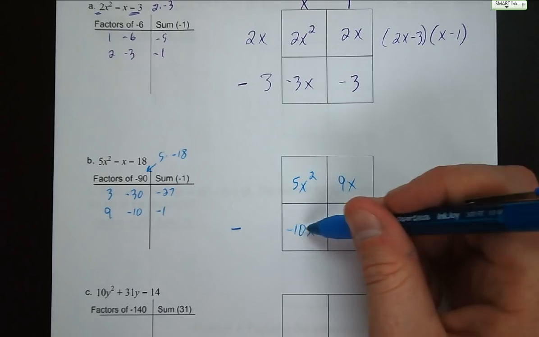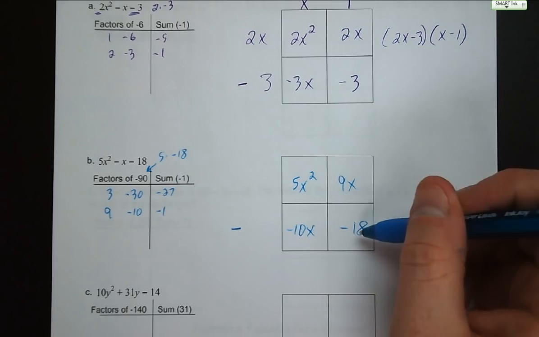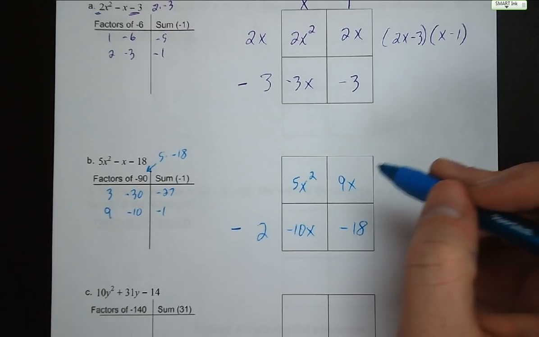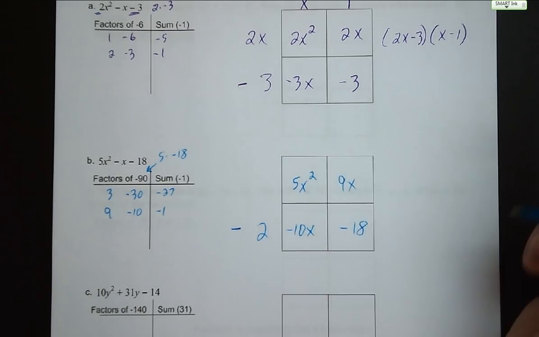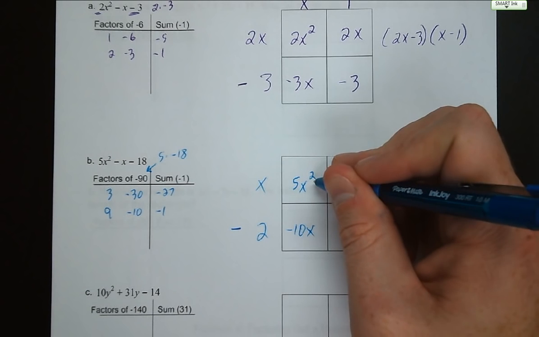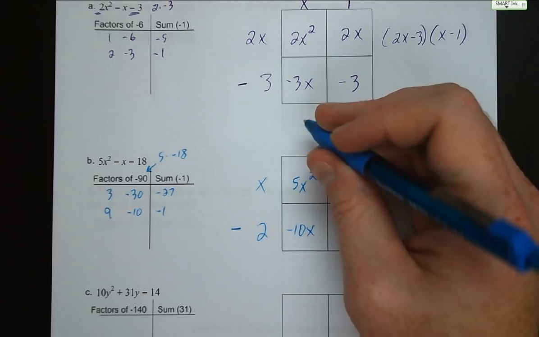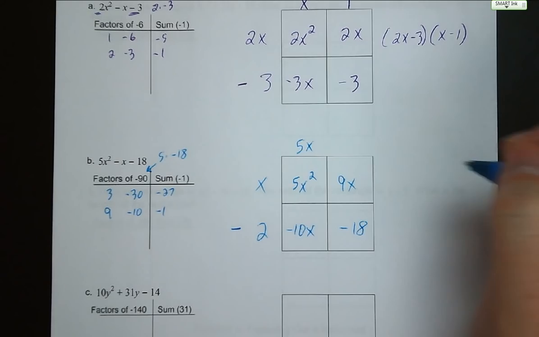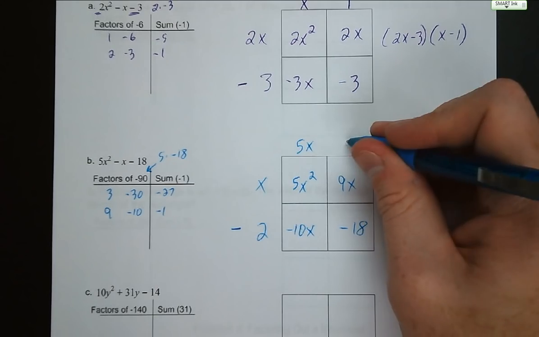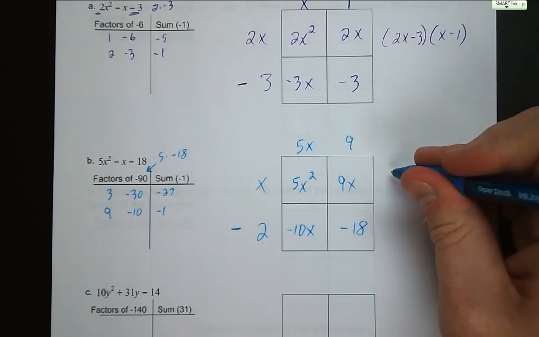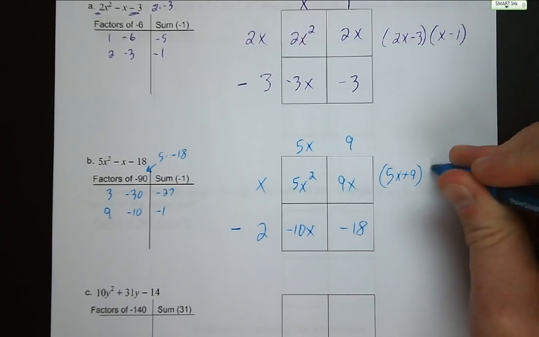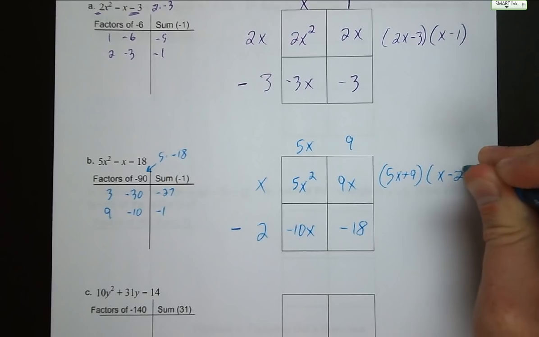Factors that are in common between negative 10x and negative 18 is going to be a negative 2. Factors in common of 5x squared and 9x is just going to be an x. Common factors of 5x squared and negative 10x is 5x. And common factors of 9x and negative 18 is 9. So you have 5x plus 9 and x minus 2.